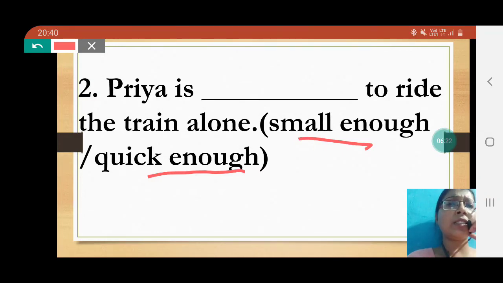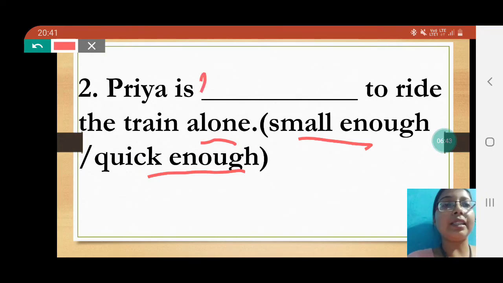If quick means to be very quick, to do anything very quickly. So Priya is quick enough to ride the train alone? No, alone is written. That means you have to write small enough. Priya is small enough to ride the train alone. She cannot ride the train alone because she is too small for that.